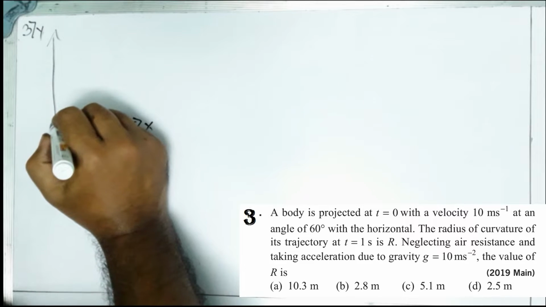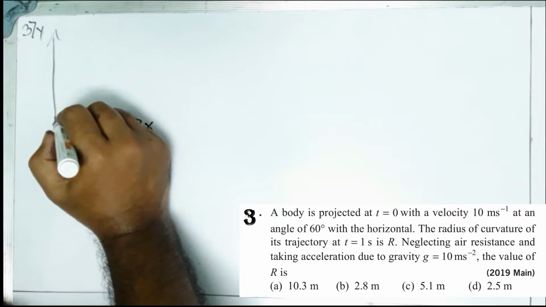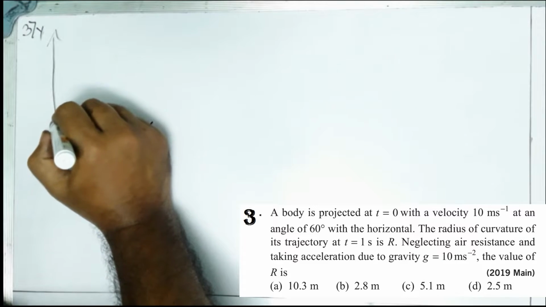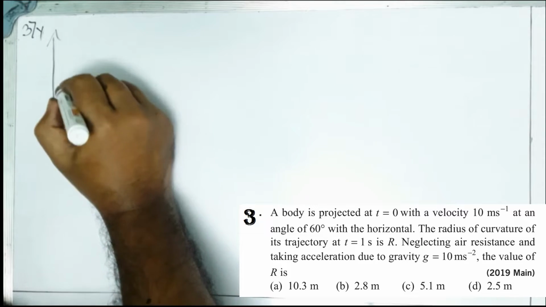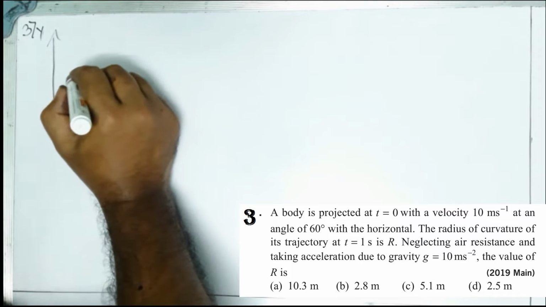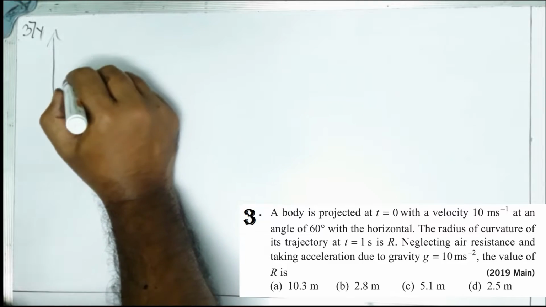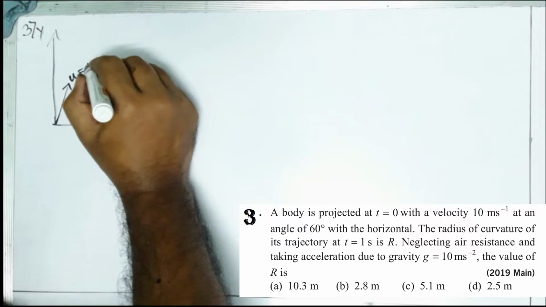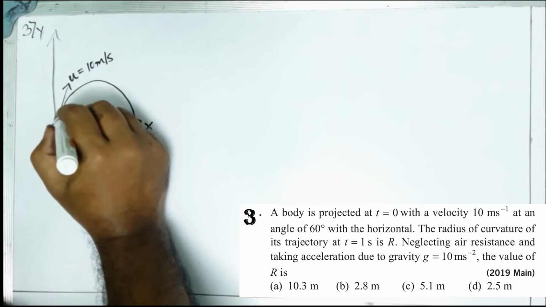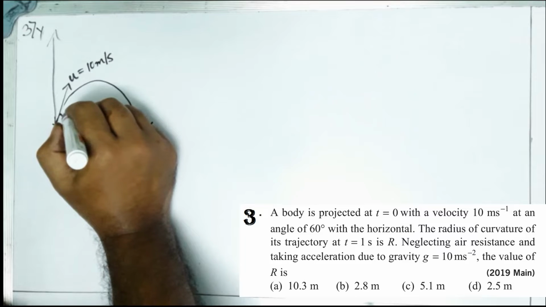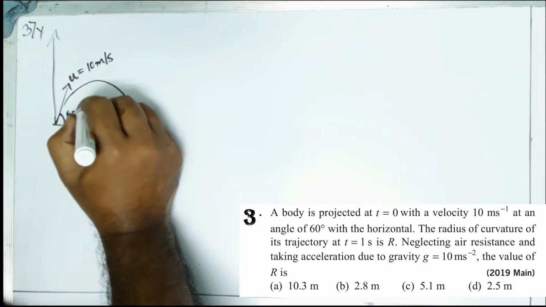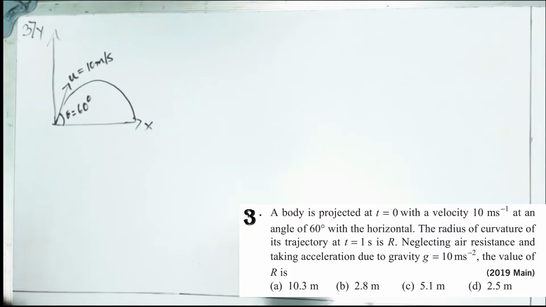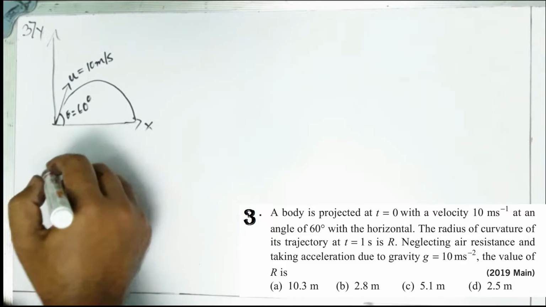At t equal to 0 initial velocity is 10 meter per second and the projectile is projected at an angle 60 degree. Let's say this is initial velocity u, u is equal to 10 meter per second and initial angle theta is equal to 60 degree. This has been given.